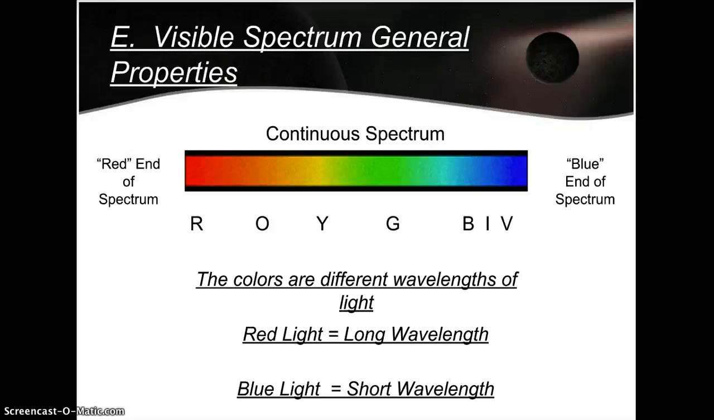And so the red end of the spectrum is where we have the long wavelengths, and the blue end of the spectrum would be where there are shorter wavelengths. Remember, this is just a piece of the entire electromagnetic spectrum, and this is just what we call the visible spectrum. These are the colors that we can see with our eyes. Anything outside of this part of the spectrum is going to be unable for humans to perceive.